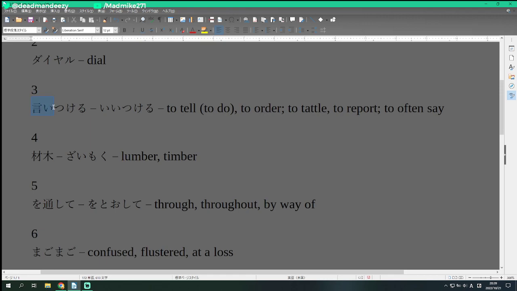Number three is iitsukeru. Ii on the left side is to speak, and tsukeru on the right side is to attach to. So iitsukeru is to tell someone to do something, to order someone to do something. It can also mean to tattle or to report something, or to often say some phrase or thing to somebody. Literally, to append or attach a saying to someone is to tell someone else to do something. Iitsukeru is to tell or order someone to do something.